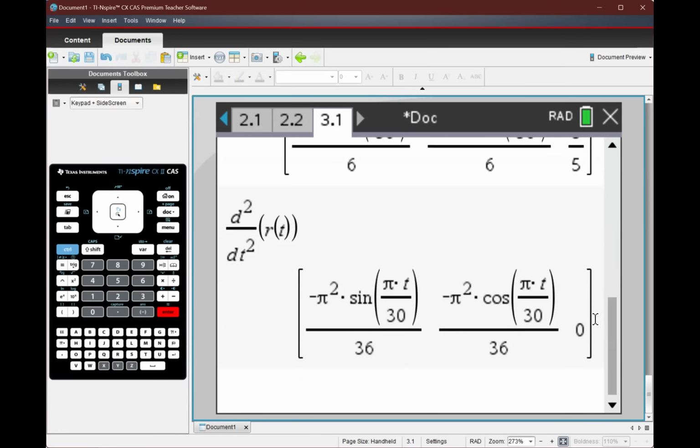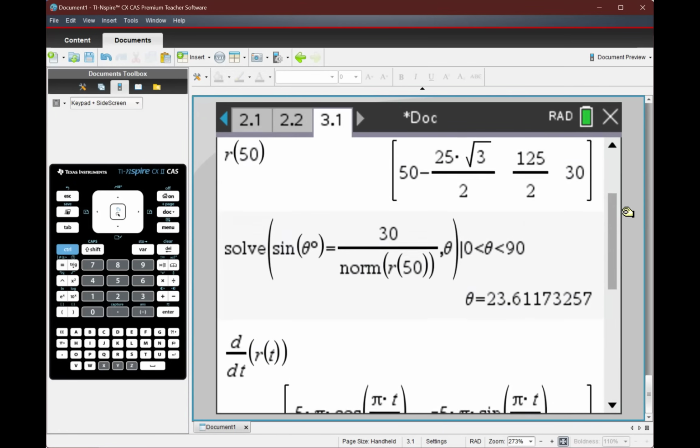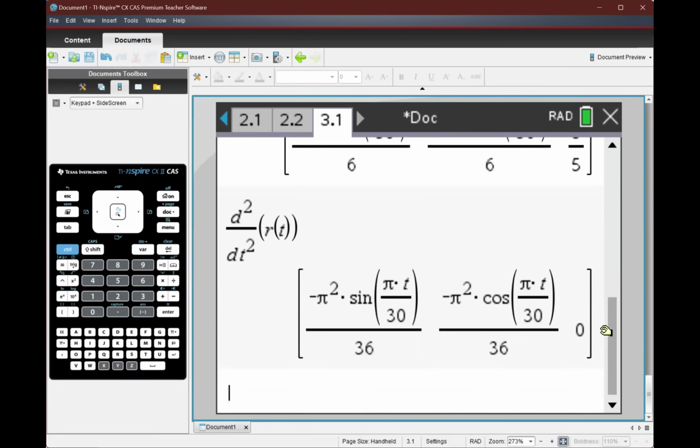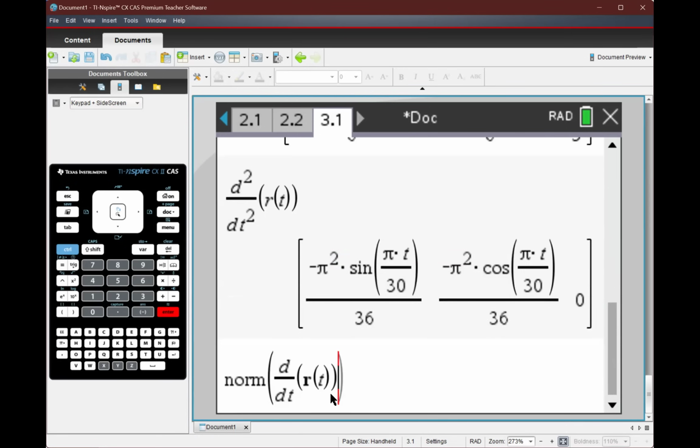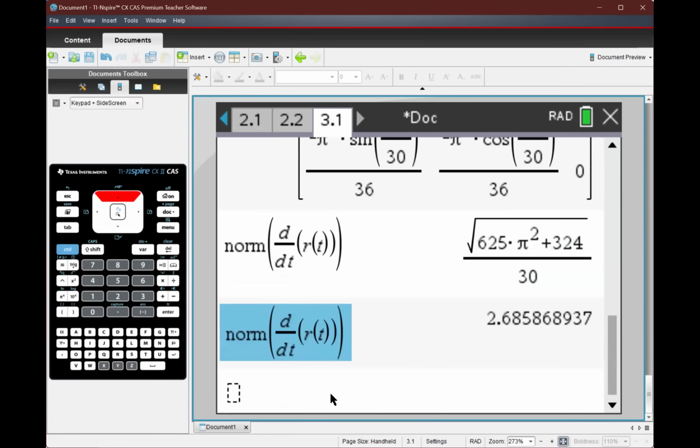So make sure you transcribe the answers carefully onto your paper, okay? And there will be a future part, part D, getting you to work with the speed, find the speed. So the speed is this guy, okay? All right.